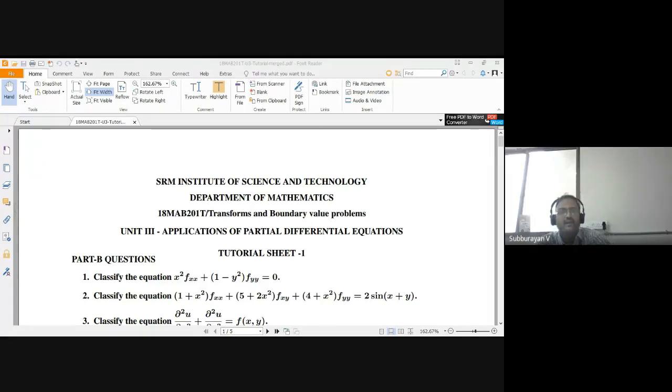Students, don't write the above PDE is an ellipse. Ellipse means it is a geometry, it is a curve. Don't write it is ellipse. It is elliptical type. Okay, next question. Please go to the second question.